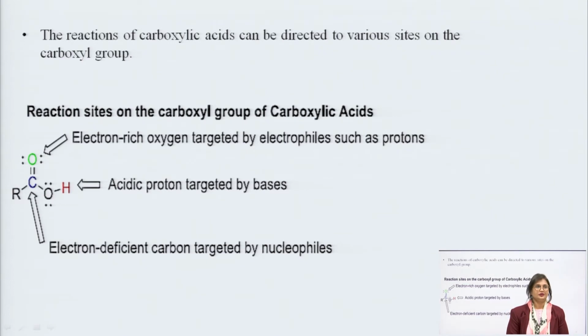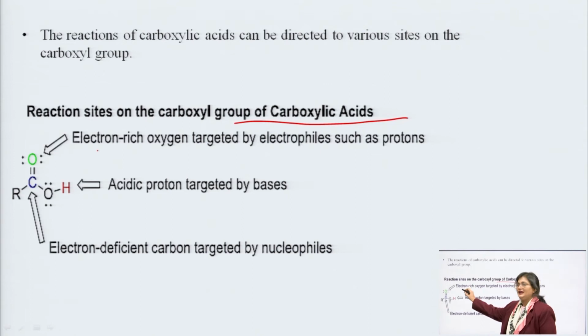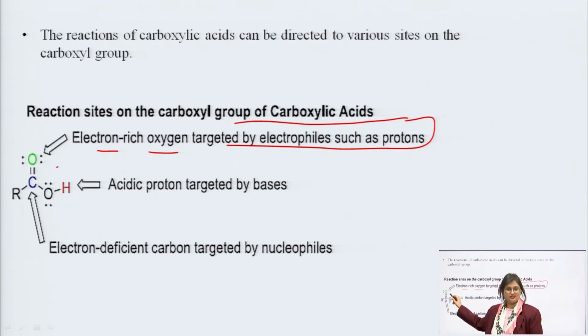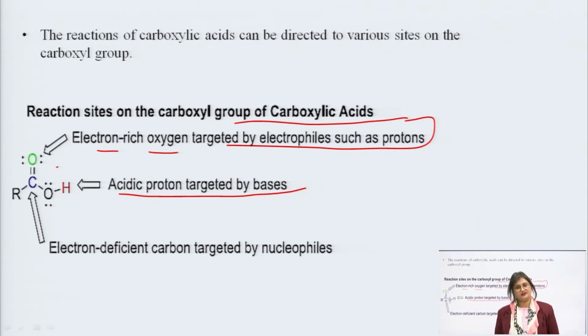So, the reactions of carboxylic acids can be directed to various sites on the carboxyl group. As we have discussed earlier, these are the reaction sites on the carboxyl group of carboxylic acids. The electron rich oxygen, or the carbonyl oxygen, is targeted by electrophiles such as protons. The acidic proton is targeted by bases. This is very important. Via this description we will be able to know which group is attacked by which chemical constituents.